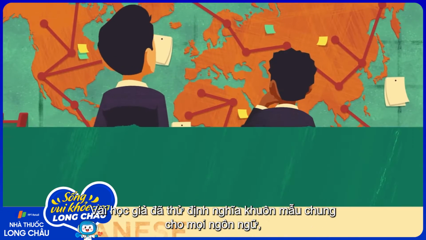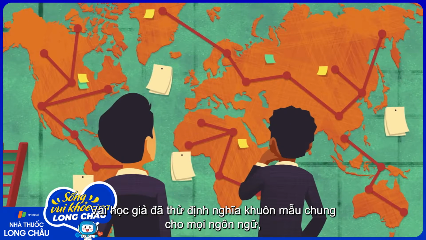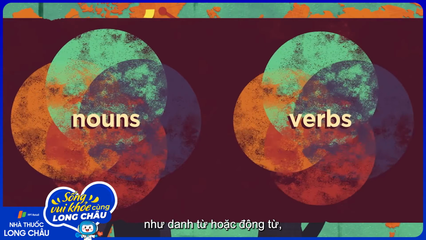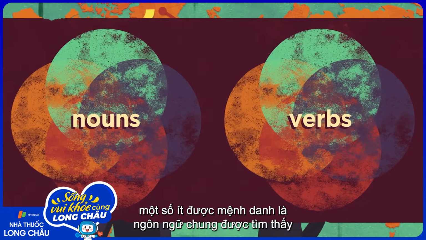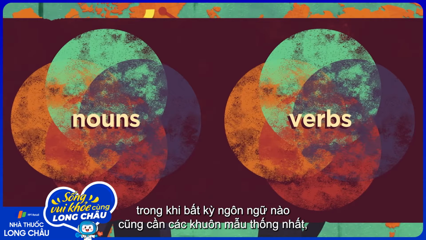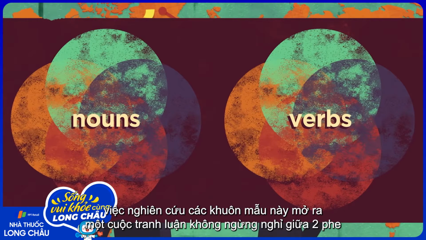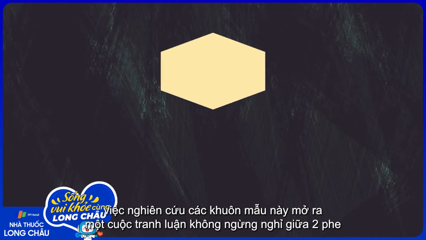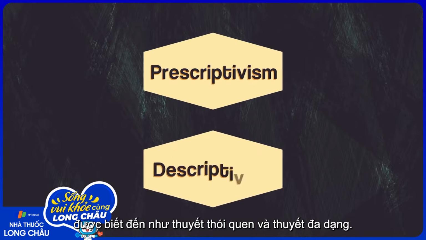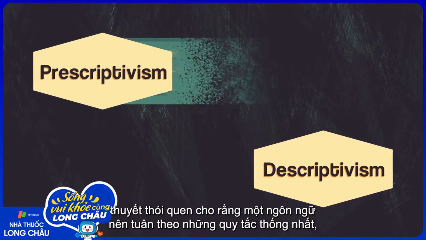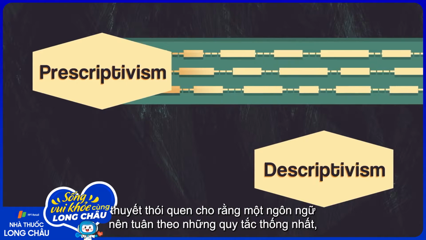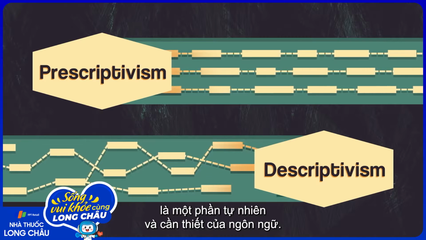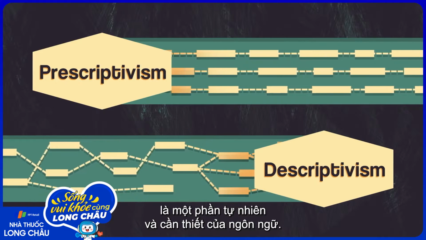Some scholars have tried to identify patterns common to all languages, but apart from some basic features, like having nouns or verbs, few of these so-called linguistic universals have been found. And while any language needs consistent patterns to function, the study of these patterns opens up an ongoing debate between two positions known as prescriptivism and descriptivism. Grossly simplified, prescriptivists think a given language should follow consistent rules, while descriptivists see variation and adaptation as a natural and necessary part of language.